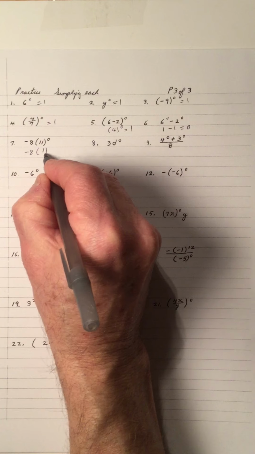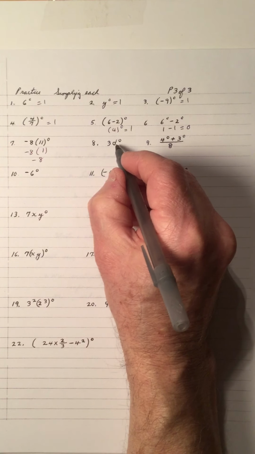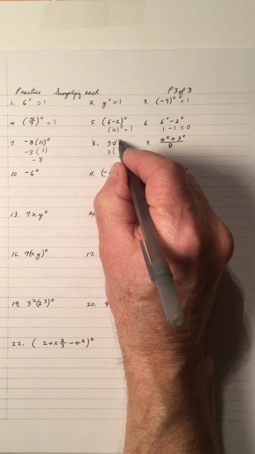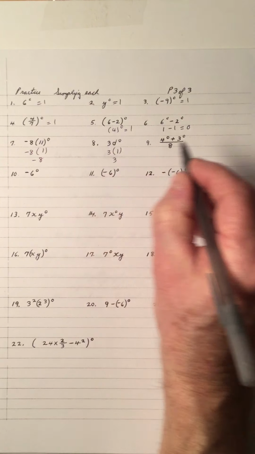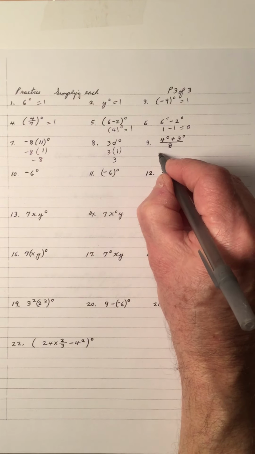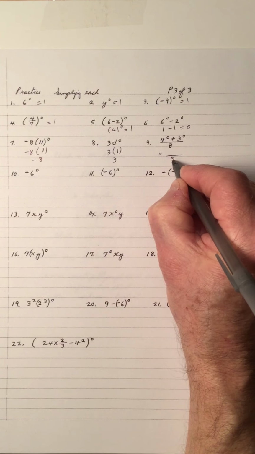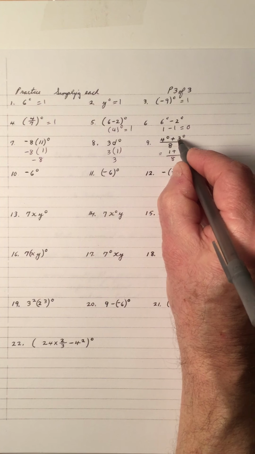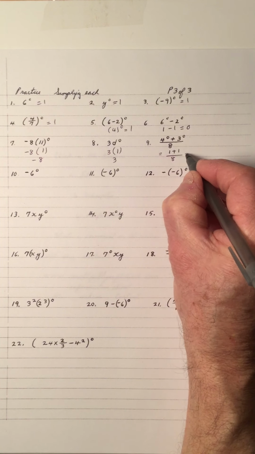11 to the 0 power is 1, so that's a negative 8. Notice the 0 is with the D, not with the 3, so D to the 0 is 1, so that's a 3. And a little bit more, so we have an 8 on the bottom, but on the top we got 4 to the 0, which is 1, plus 2 to the 0, which is 1.